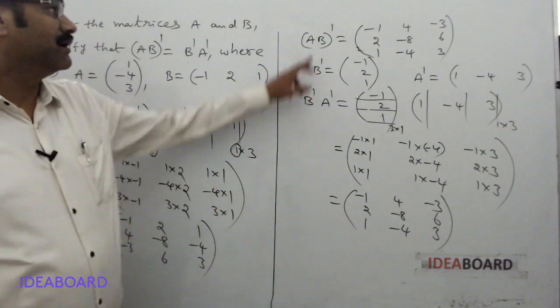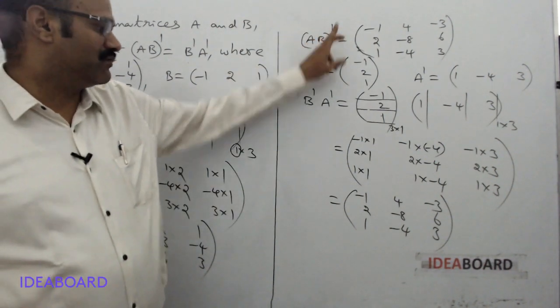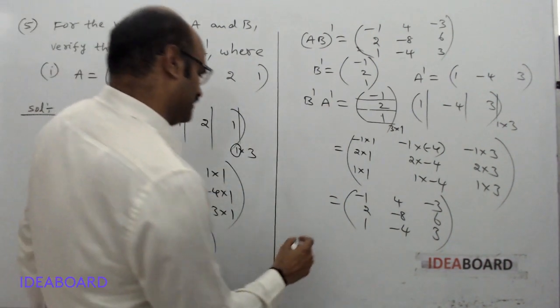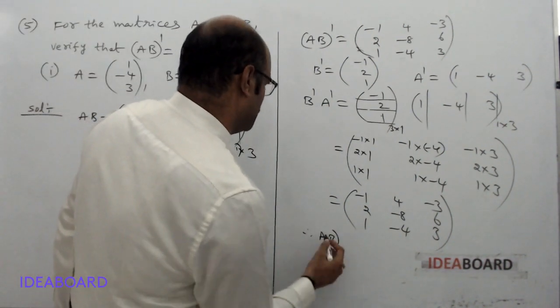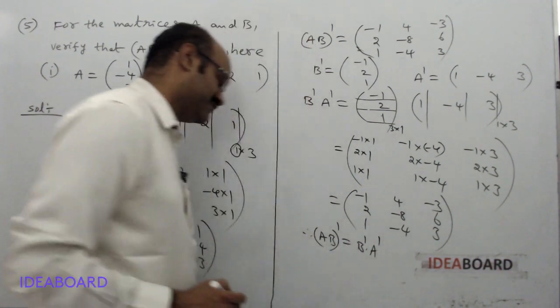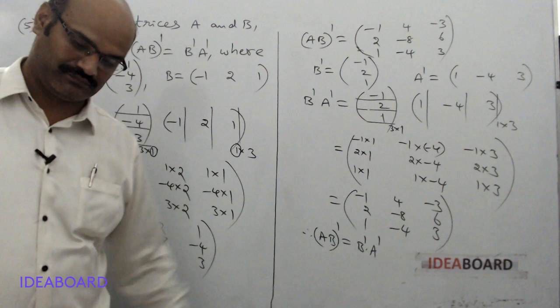Now here AB whole transpose equal to B transpose into A transpose. Therefore, we take it as AB transpose equal to B transpose into A transpose. Hence proved.